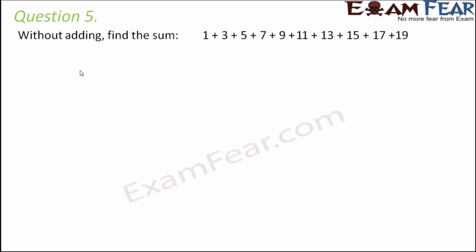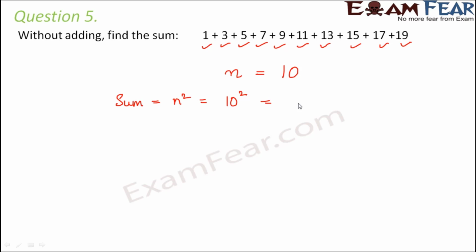Question number 5. Without adding, find the sum. Okay, so what are the set of numbers that is given here? We see that these are some odd numbers. Now when you observe more closely, you see that these are the consecutive odd numbers starting from 1. So how many odd numbers do we have? 1, 2, 3, 4, 5, 6, 7, 8, 9, 10. So therefore the number of odd numbers that we have is 10. So the sum of n odd numbers is always given by n square. So n square would be 10 square, that is 10 into 10, which is 100. So the sum would be 100. So even though we didn't perform actual addition, we could find the sum of these numbers.